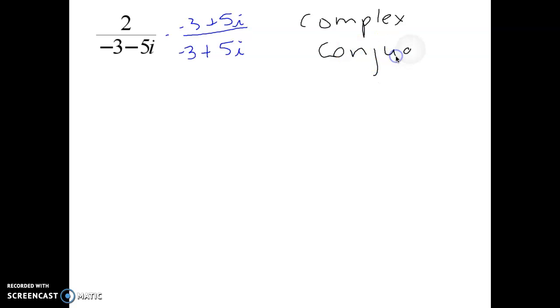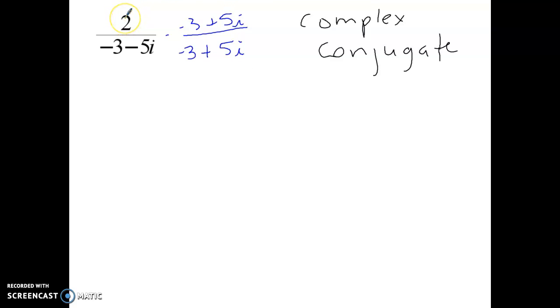Complex conjugate. Can't say one word and spell another. Complex conjugate is what we have right there. And it's a conjugate because the signs are opposite. It's complex because it has a real part and an imaginary part. Okay, so let's multiply those together.